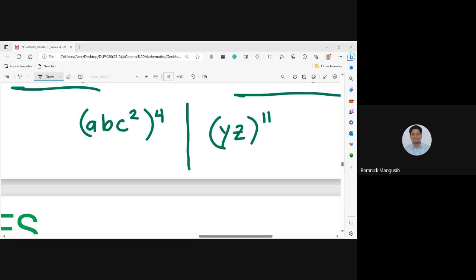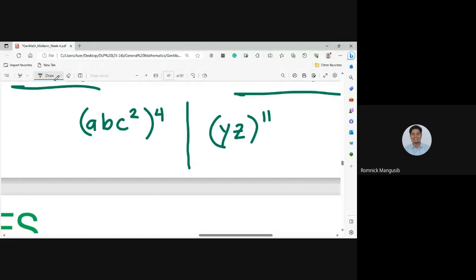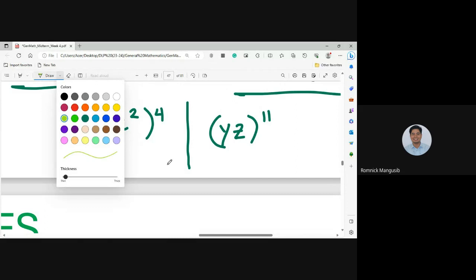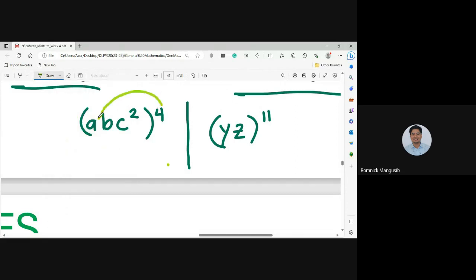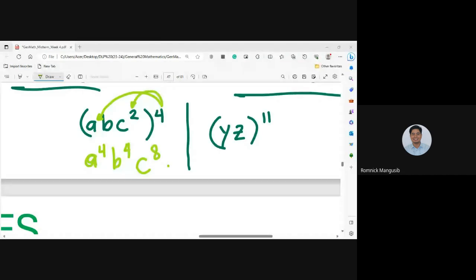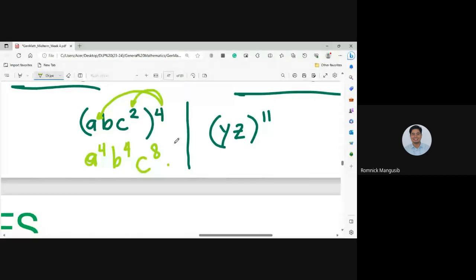So I can see your answers here. I'm now reviewing your answers. Oh, you're following it right. Okay? Just distribute the 4. A raised to 4, B raised to 4, and C raised to 8, because 4 times 2 is 8. Okay. There, the majority got it. The other one is very easy: y raised to 11 and z raised to 11.